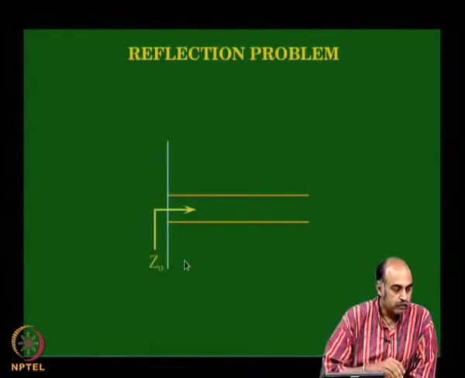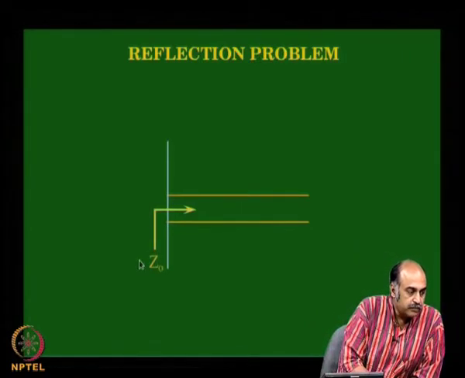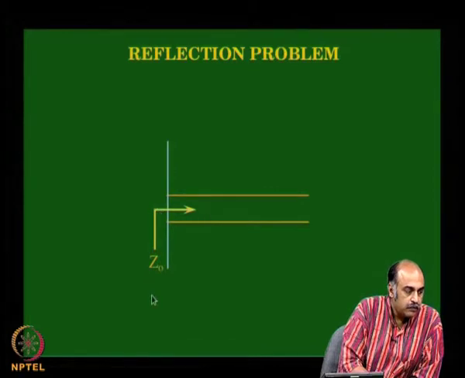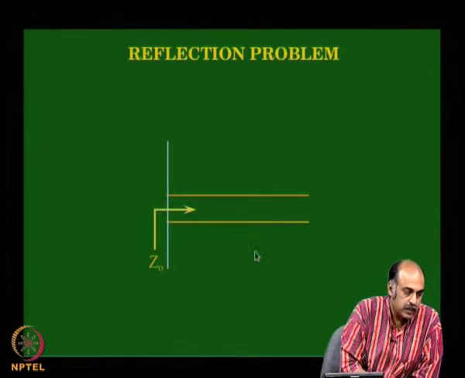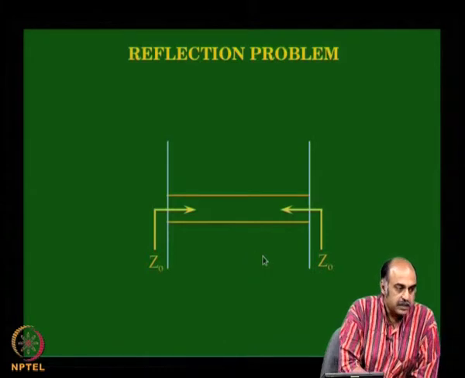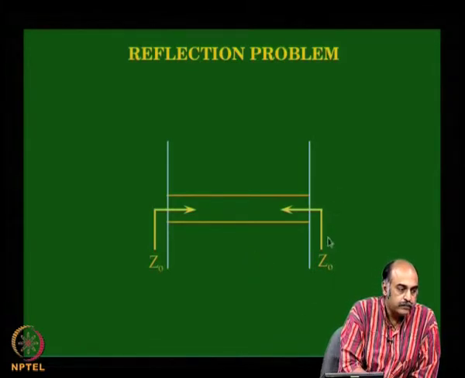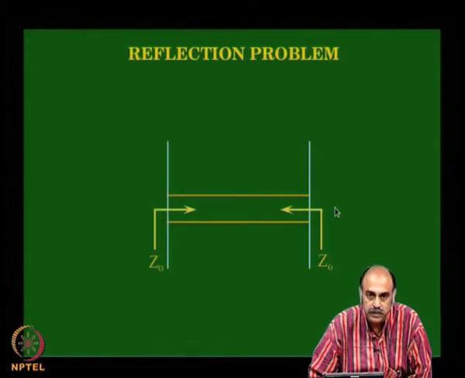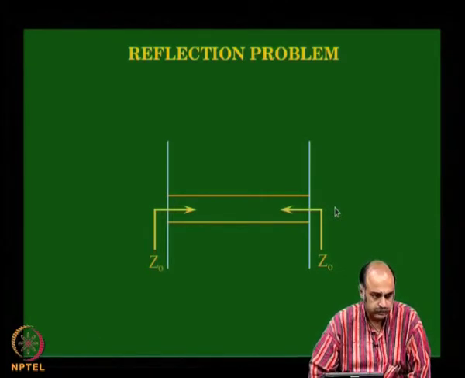Now, getting back to the slide. So, seen from the source end, we see a wave impedance Z0, and seeing from the load end, we see also a wave impedance, which is again another Z0.